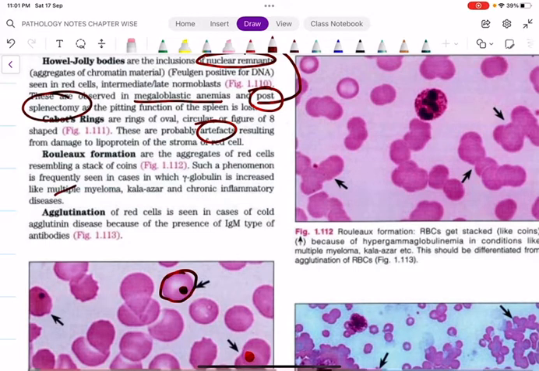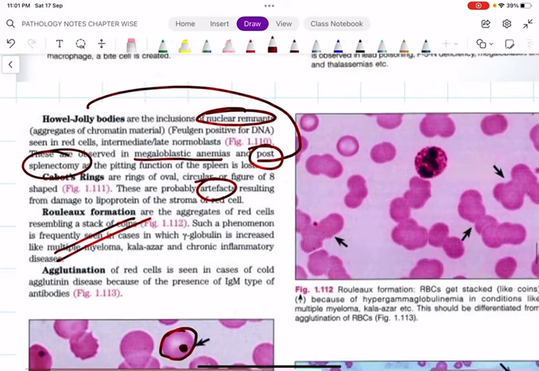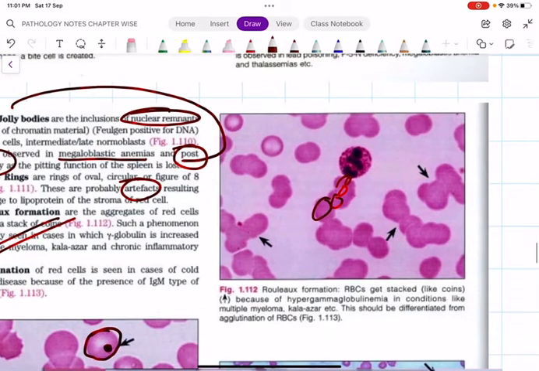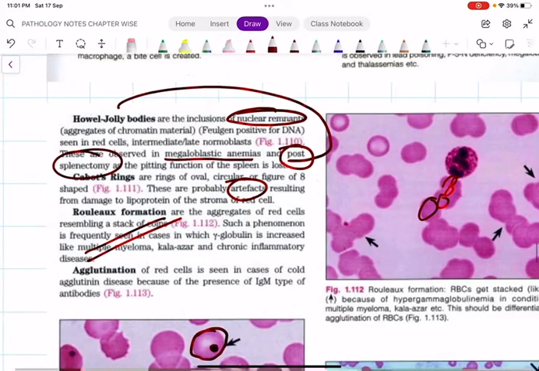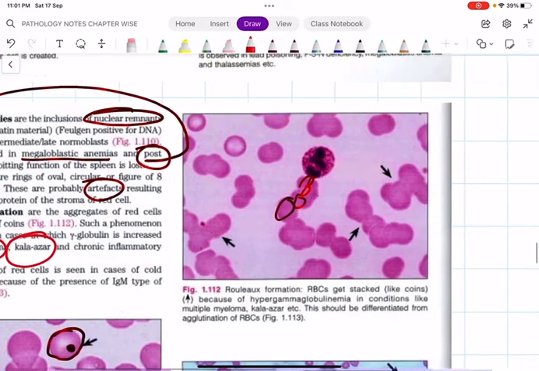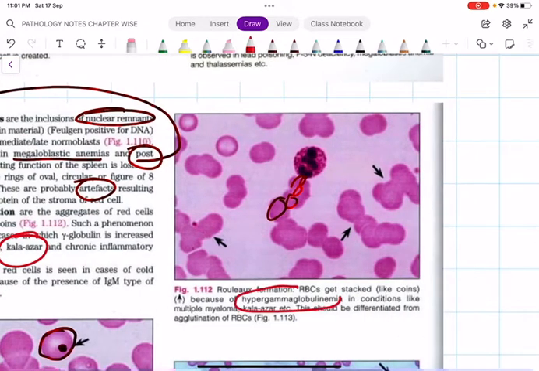Then what is rouleau formation? Rouleau formation is nothing else but you can see the RBCs will be stacked, piled one upon the other. I think rouleau formation you already know. It is one of the stages in erythrocyte sedimentation rate, ESR estimation. Yes. So in which all conditions will you get rouleau formation? Number one, very important, multiple myeloma. Then Kala Azar. Okay. In all these conditions, there will be hypergammaglobulinemia.